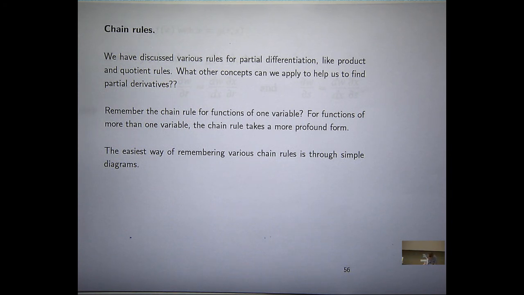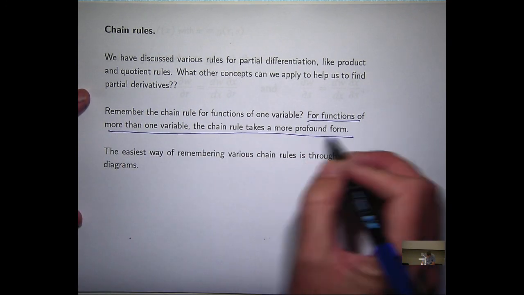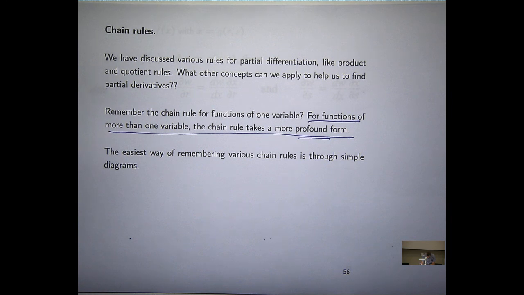Now, chain rule for functions of one variable is pretty simple, okay? But for two or more variables, the chain rule is more profound. Can I have a show of hands? Who remembers the chain rule from last year for functions of two variables? Okay, a couple of people, right? It's easy to forget. We spend about half a lecture on it in week 1 of Math 1231. So if you've forgotten, don't worry about it.